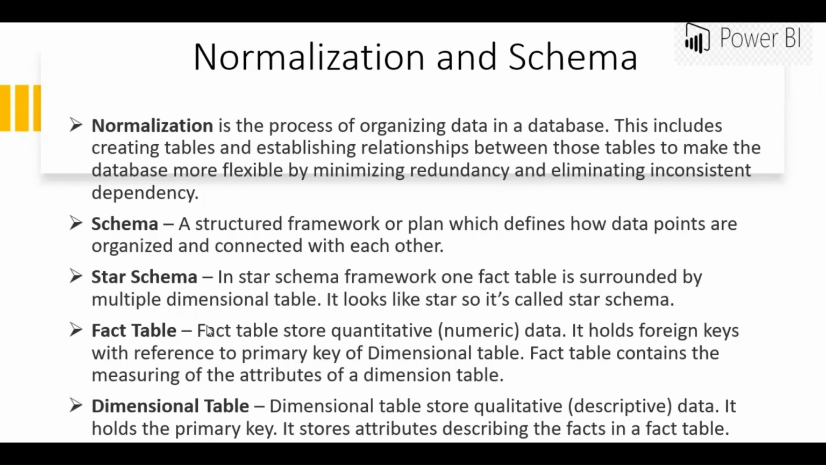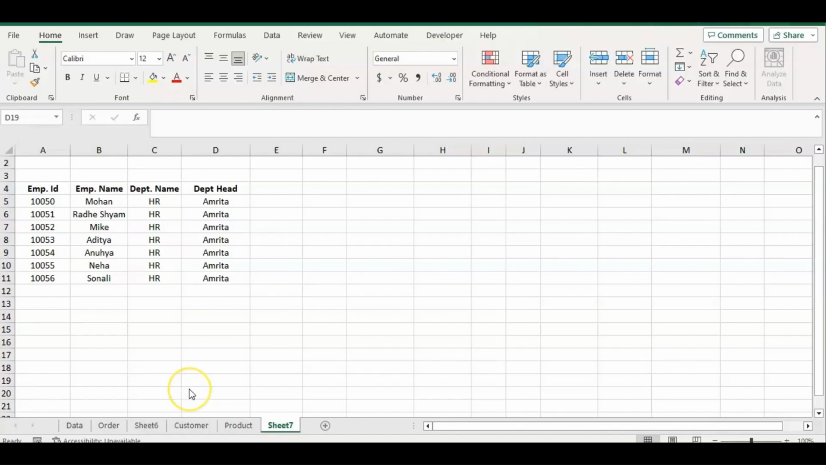So, why do we want to minimize redundancy? Because repetition of the data increases the size of the database. So, in normalization, we create tables and establish relationships between those tables to achieve optimization in terms of memory and time. Let's take a very basic example to understand normalization. This is an employee details table. It has employee ID, employee name, and department head name.